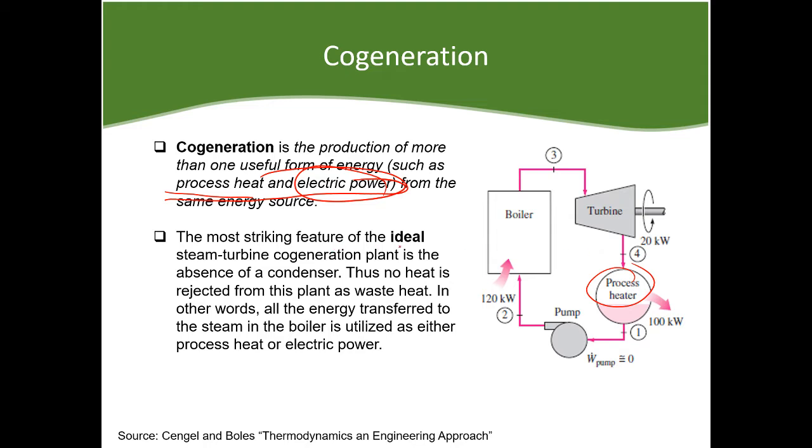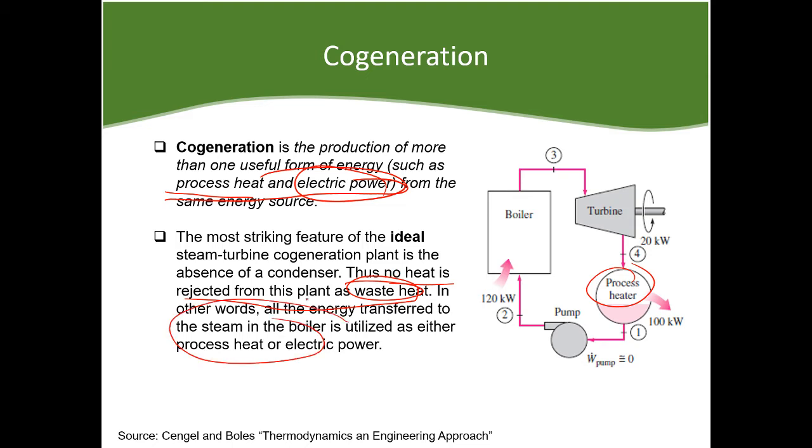Now, an ideal steam turbine cogeneration plant, instead of condenser, pinalitan niya ng process heater. Therefore, walang reject heat, walang waste heat kasi nagagamit siya as a process heater nga.